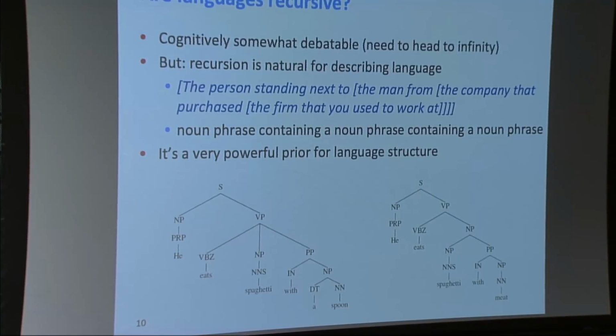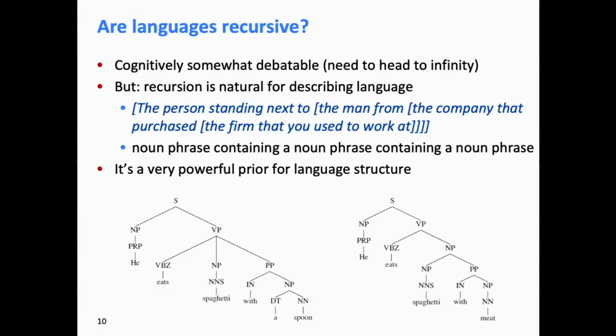So: the person standing next to the man from the company that purchased the firm that you used to work at. That whole thing is a big noun phrase, but inside that there's a noun phrase, the man from the company that purchased the firm that you used to work at, which is another big noun phrase, and inside that there's a smaller noun phrase, the company that purchased the firm you used to work at, which still has inside it noun phrases like the firm that you used to work at. And even that has inside it a smaller noun phrase, which is just the word you. So an individual pronoun is also a noun phrase.